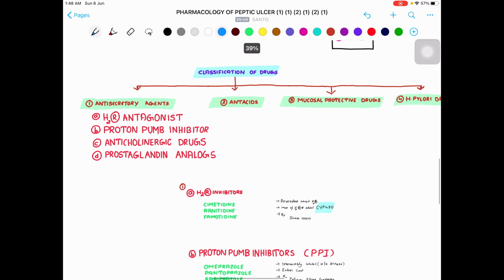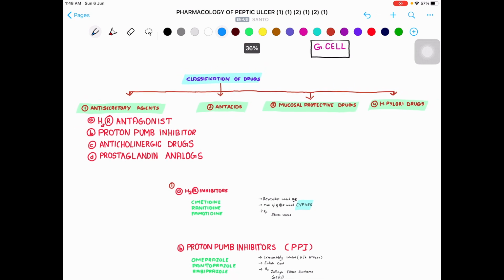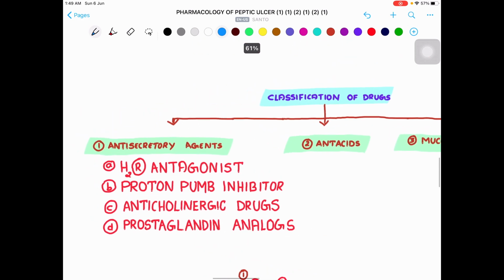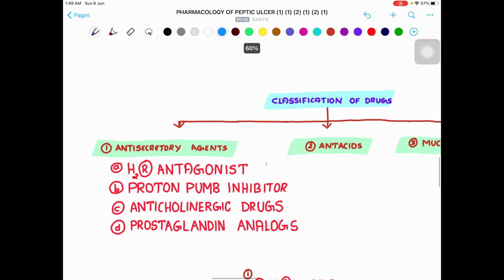Now let's see the classification of drugs. We have four main classifications: anti-secretory drugs, antacids, mucosal protective drugs and H. pylori drugs. Anti-secretory drugs directly decrease the HCl production. From the name itself, we can understand the action of those drugs. H2 receptor antagonist: if we are blocking the H2 receptor, what happens? HCl production will be decreased.